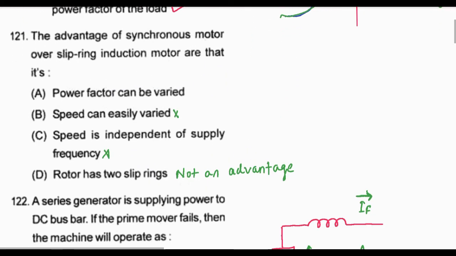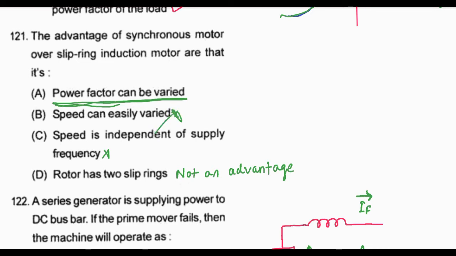Next one is: advantages of a synchronous motor over a slip ring induction motor are that its option A power factor can be varied. This is correct, because power factor can be varied in the case of a synchronous motor widely from leading to lagging. Next is speed can be easily varied. Speed is never varied in a synchronous motor, as it has constant speed. So this is not the answer.